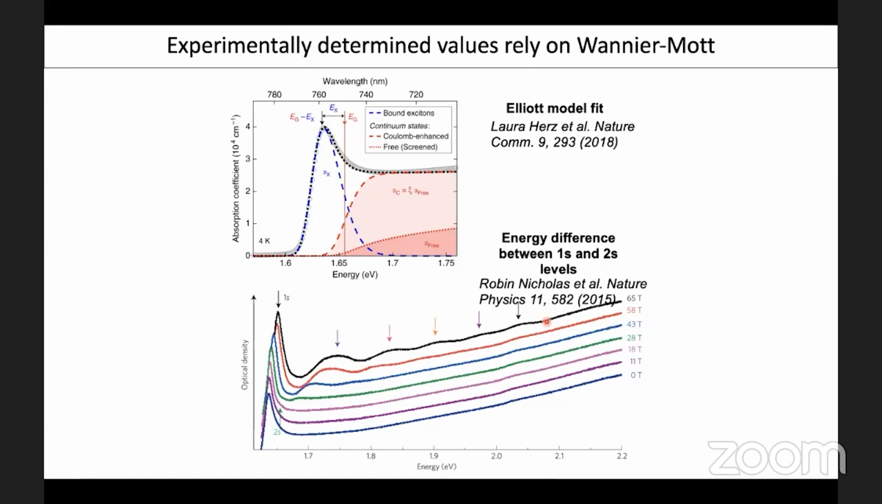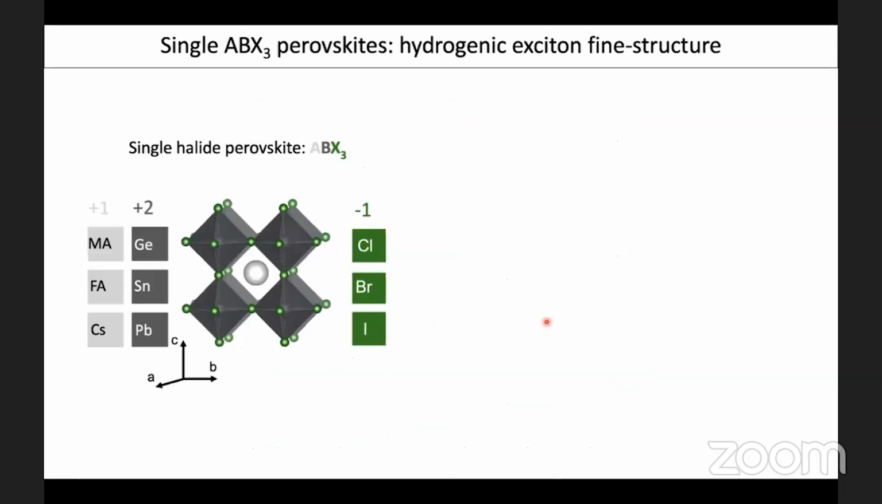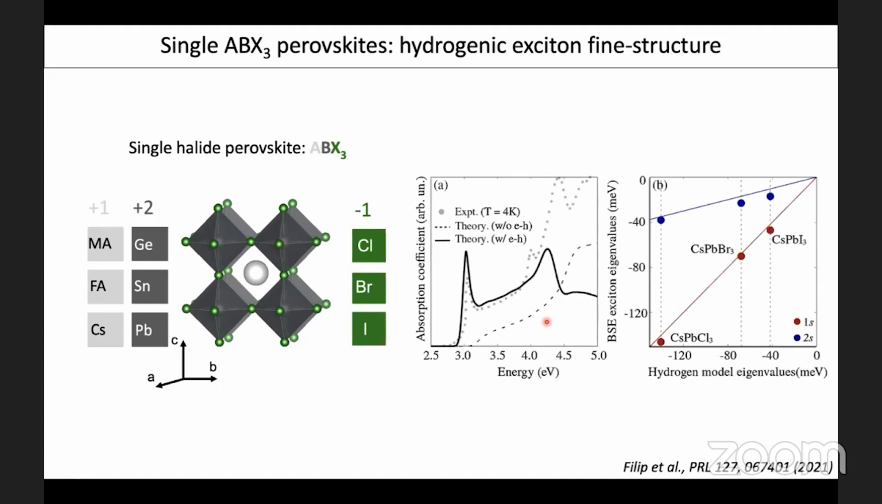So this is experimentally also very important to understand the character of excitons in halide perovskites and know whether you can use the Wannier-Mott model in order to extract exciton binding energies from measured spectra. And in fact, it turns out that for the single perovskites, one can also show from calculations that excitons are hydrogenic. So that means they do conform to the Wannier-Mott model in these systems.